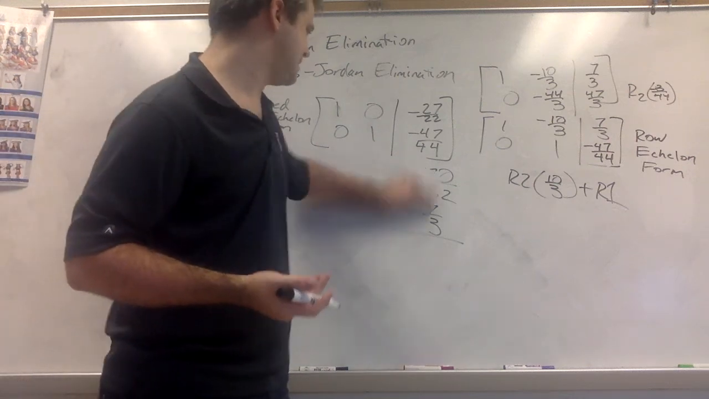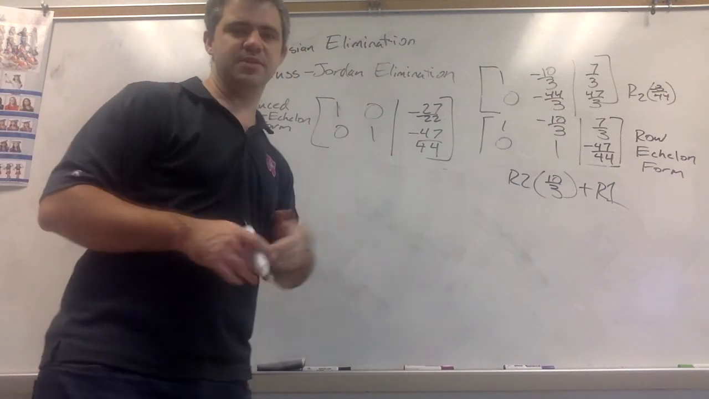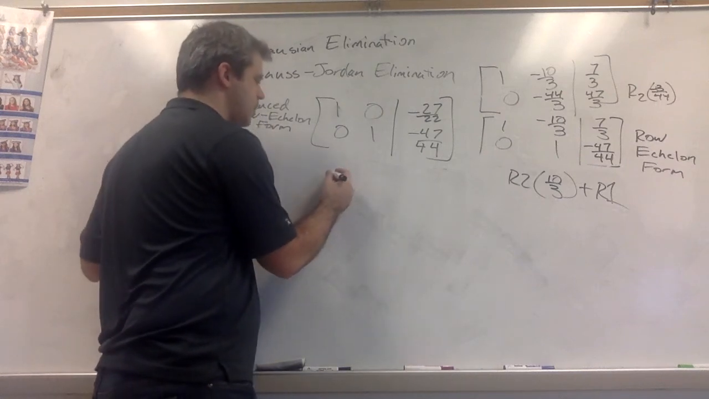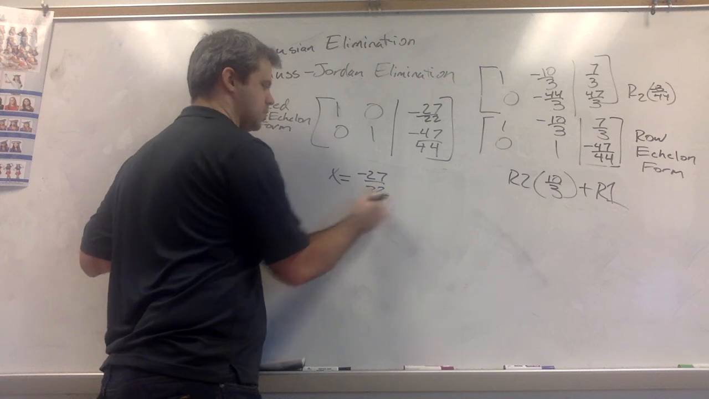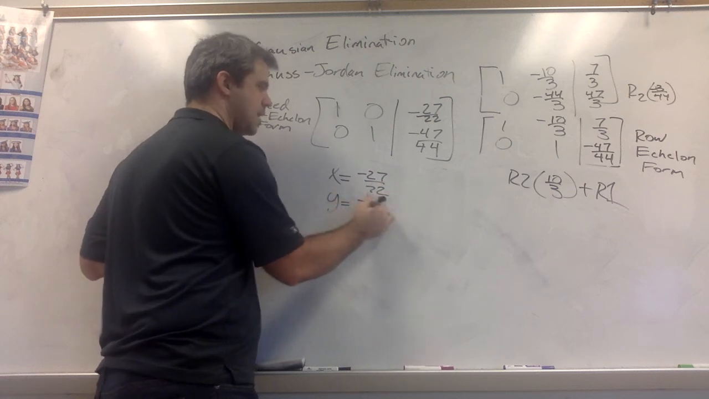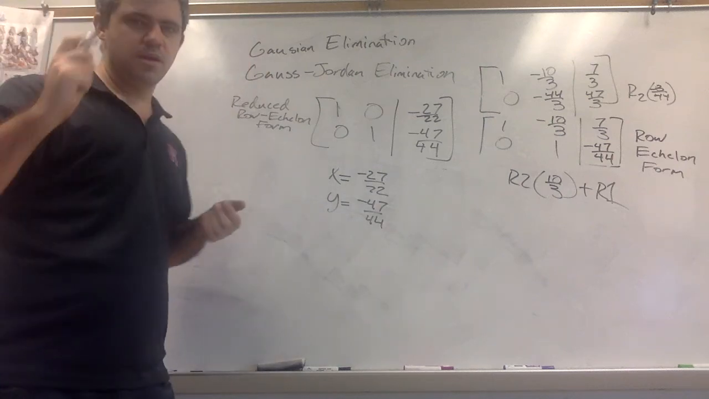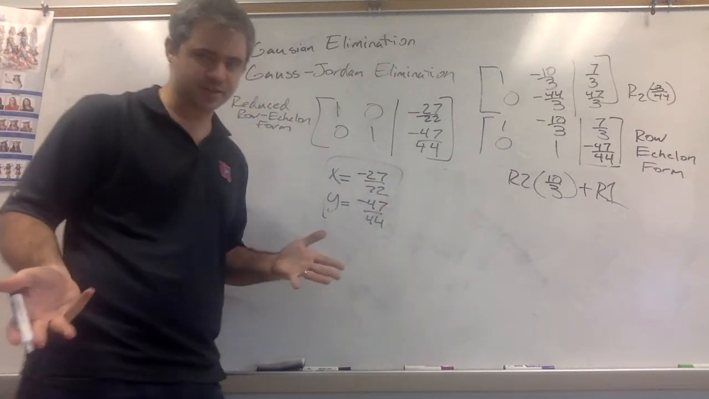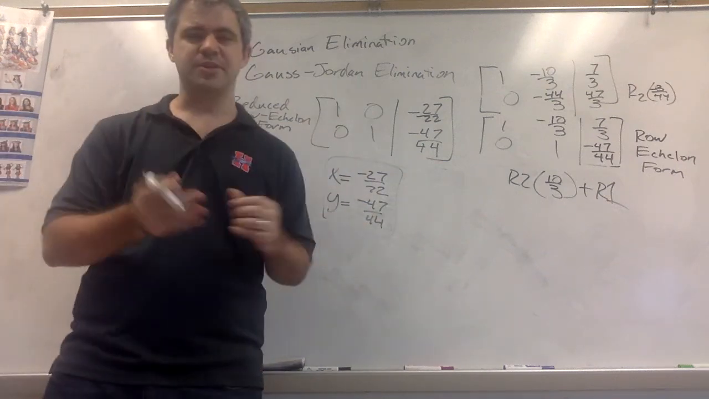Why do we care? Why is that nice? Well, let's rewrite this as a system of equations. This is now x equals negative 27 over 22, y equals negative 47 over 44. That's it. It's not even a system of equations. It's just my answers. So reduced row echelon form is awesome.